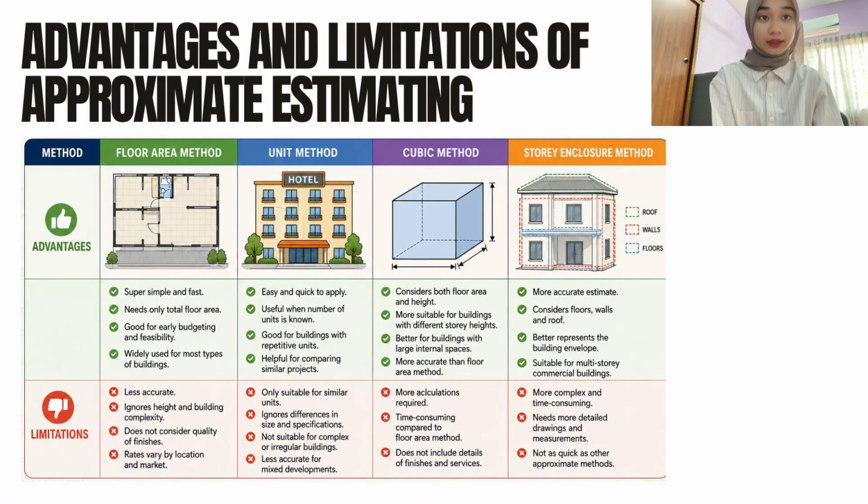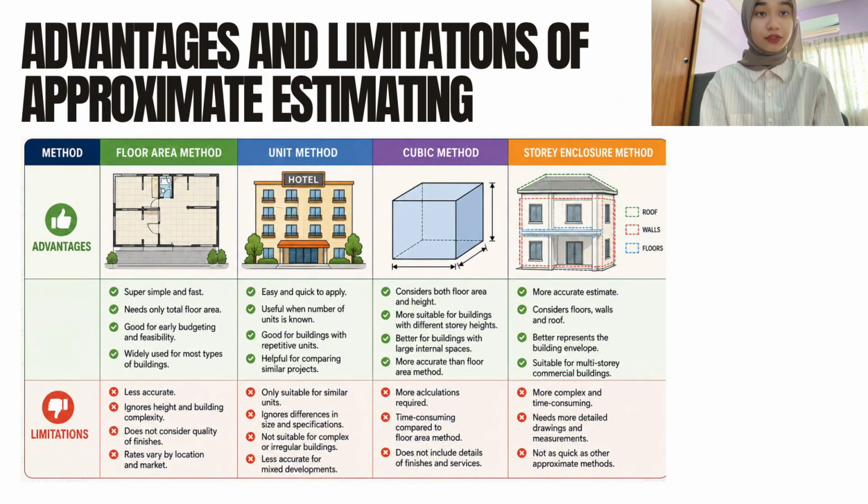Next, for cubic method: considers both floor area and height, more suitable for buildings with different story heights, better for buildings with large internal space, more accurate than floor area method. For limitations: more calculations required, time consuming compared to floor area method, does not include details of finishes and services.